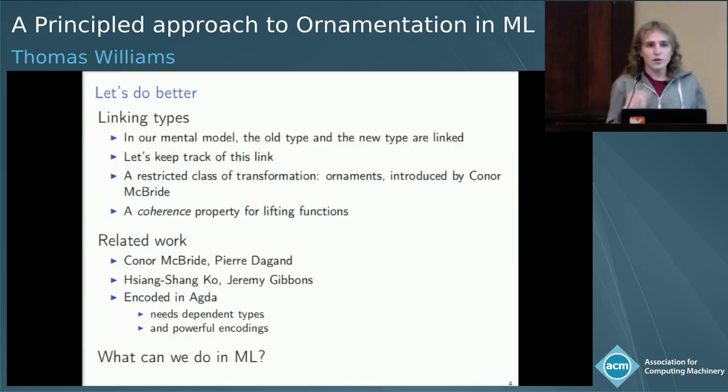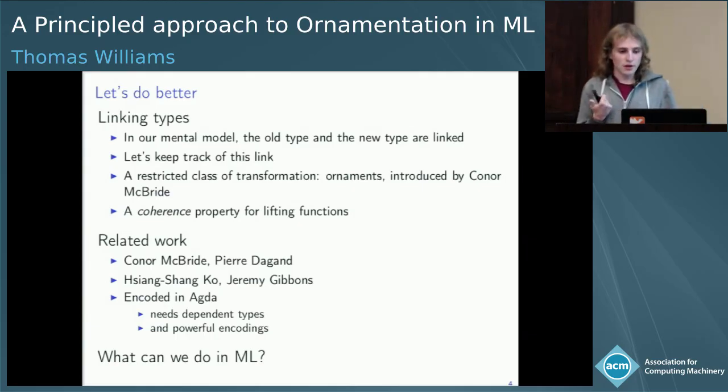So what can we do to improve this situation? The thing that we are not exploiting is that in our mental model of program modification, we know that there is a link between the old type and the new type. So what we want to do is to keep track of this link while doing the modification so that we don't miss any occurrence and we can exploit this information to do the transformation automatically.